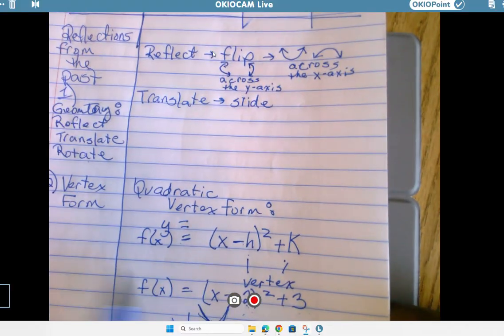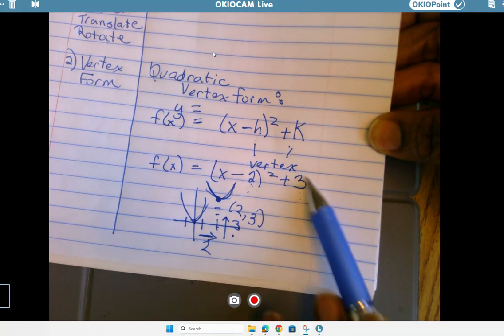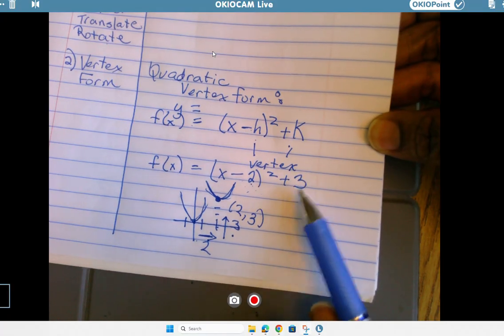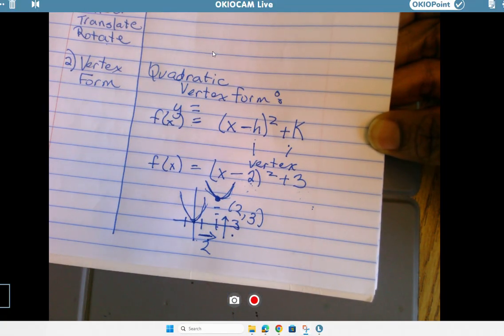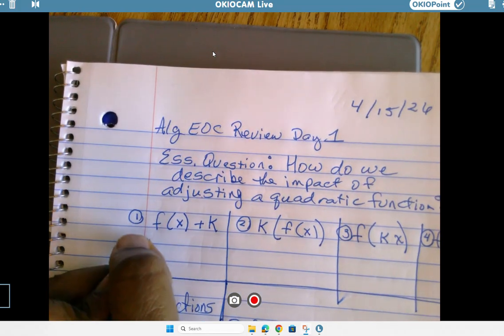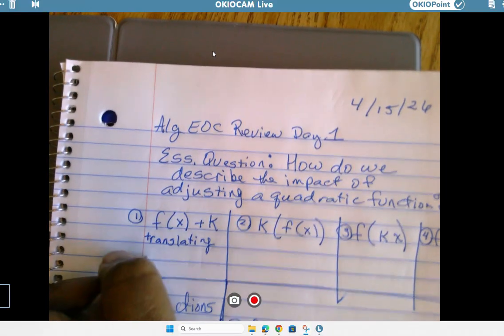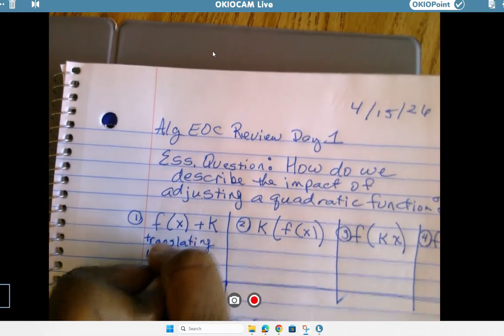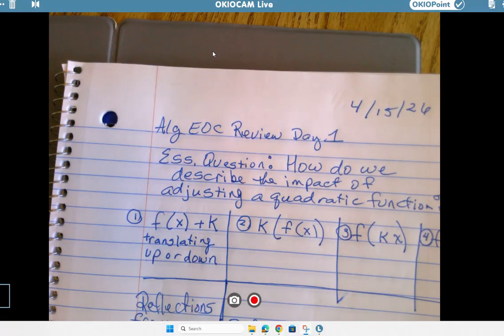When you look, 1 will translate a quadratic. Okay, now, that 1 is this plus 3. How did the plus 3 impact the parent function? It rose 3, right? Okay, so this plus out here on the end is responsible for translating up or down. Got it? If it's a plus, it's going to go up. If it's a minus, it's going to go down.